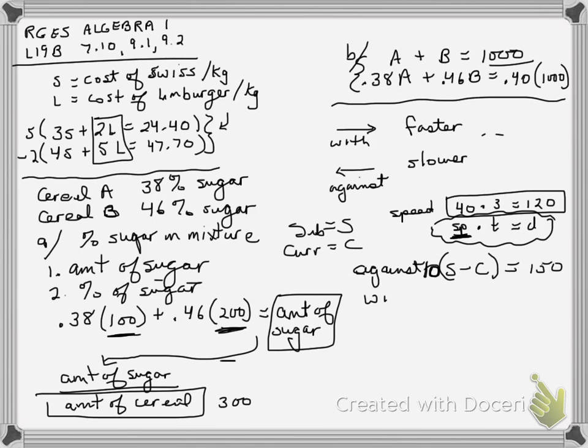Now, how about when I'm going with? That will be my second equation. Now the time is 6 hours, and I'm going to take the speed of the sub plus, because this is going to help me get more distance, the speed of the current. And that also equals 150.